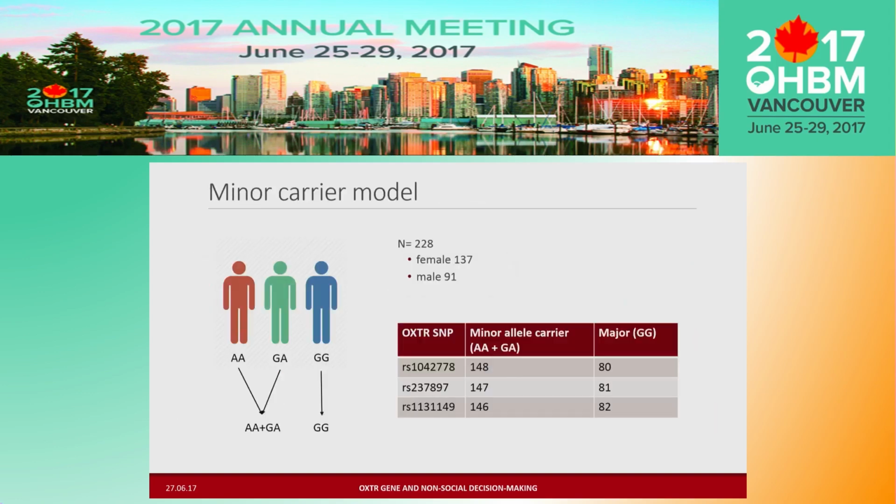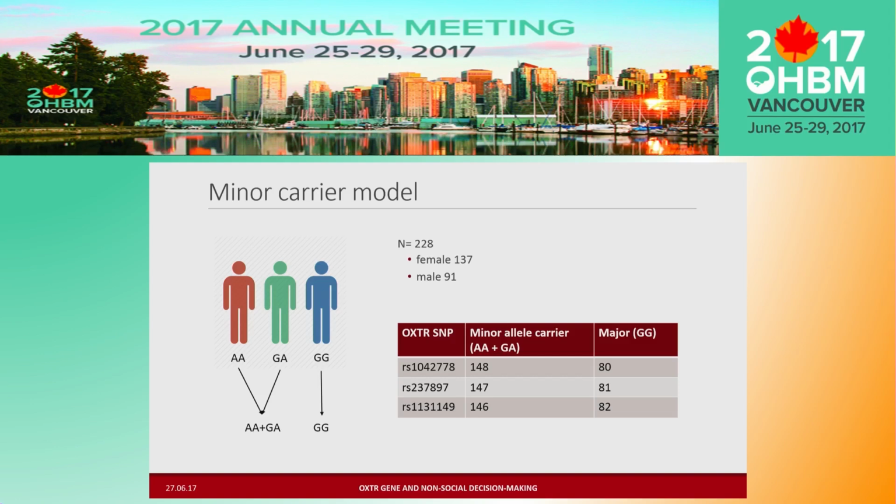So for my analysis, I chose the minor carrier model. I combined the minor allele carriers into one group, included in a full factorial analysis, as well as the participants homozygous for the major allele. This was done for 2 reasons. First, the statistical reason, the minor allele group was very small, and second, I wanted to have my results comparable to the already published literature.